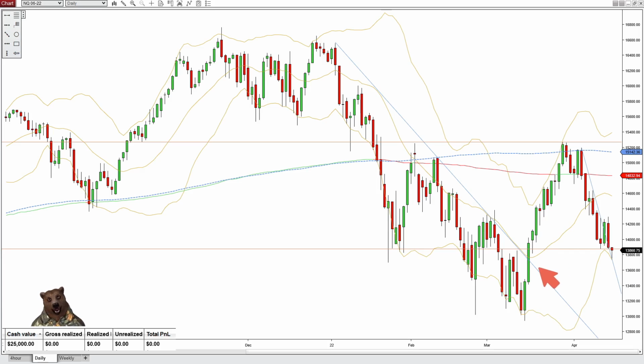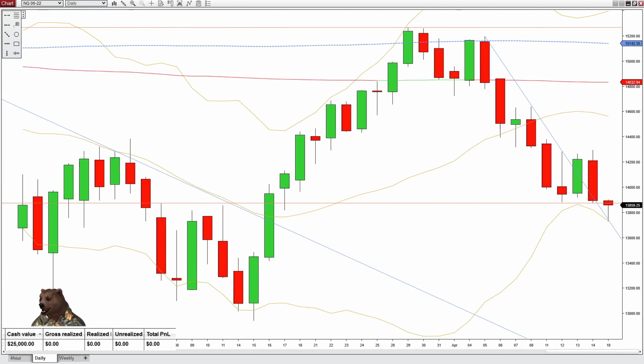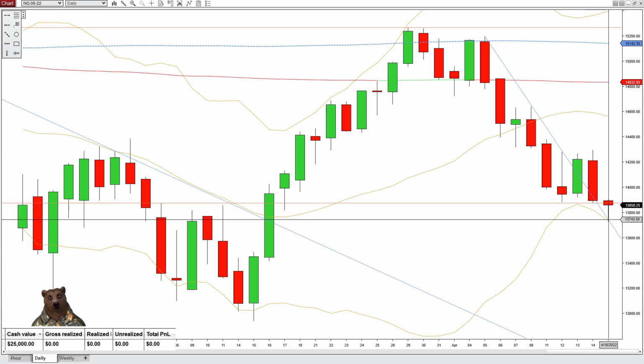So we've got the move up. Now we've got this pullback. We've come down. We've hit the back of the band here on the daily. These are also 20 period Bollinger Bands. One interesting thing is we've hit the back of the band, plus we have the back of this trend line that we've got, this descending trend line. It's a big area of confluence. It's interesting that during the overnight session last night, the Asian and European markets session, we've come down, we've hit that, and we're pinning right off of it, getting a little bit of a bounce there off of it.